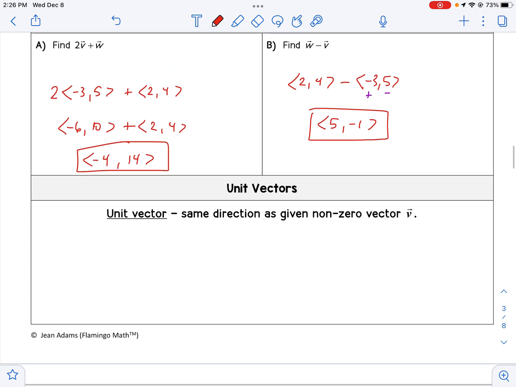Unit vectors would be vectors that have the same direction, with a magnitude of 1. So we would like the magnitude to be 1 here. The way that we get that is by finding the magnitude and dividing by whatever that particular number is of the vector. So we use the components to find the magnitude of the vector, and then we divide each component by the magnitude to get our answer.